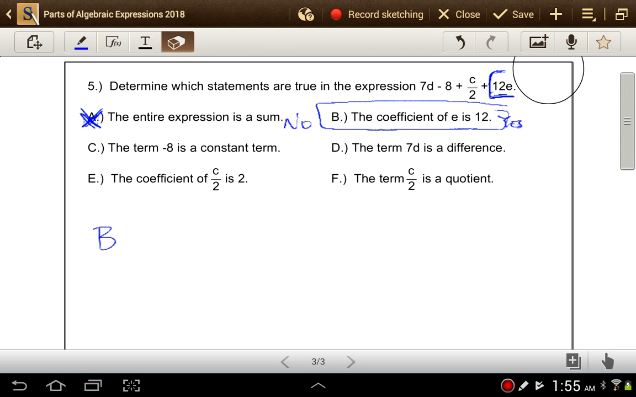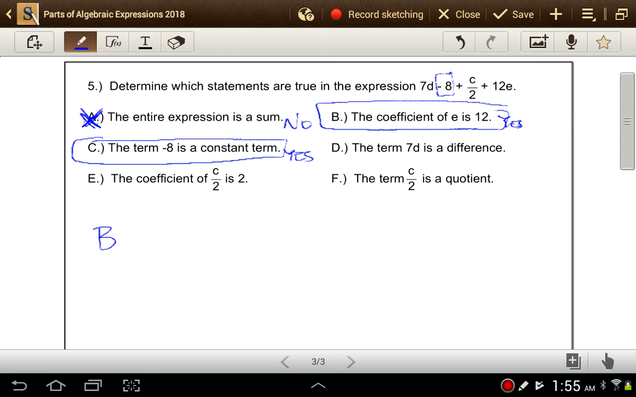Now, looking at my expression again. C: the term negative 8 is a constant term. So I find negative 8, and there is no variable attached to that, so that is a yes. It is a constant term, so that is correct. So that's another correct answer. Alright, D. The term 7D is a difference. Well, when I look at 7D, I am not subtracting those. Difference means to subtract. So I am not doing that, so that is an incorrect answer.